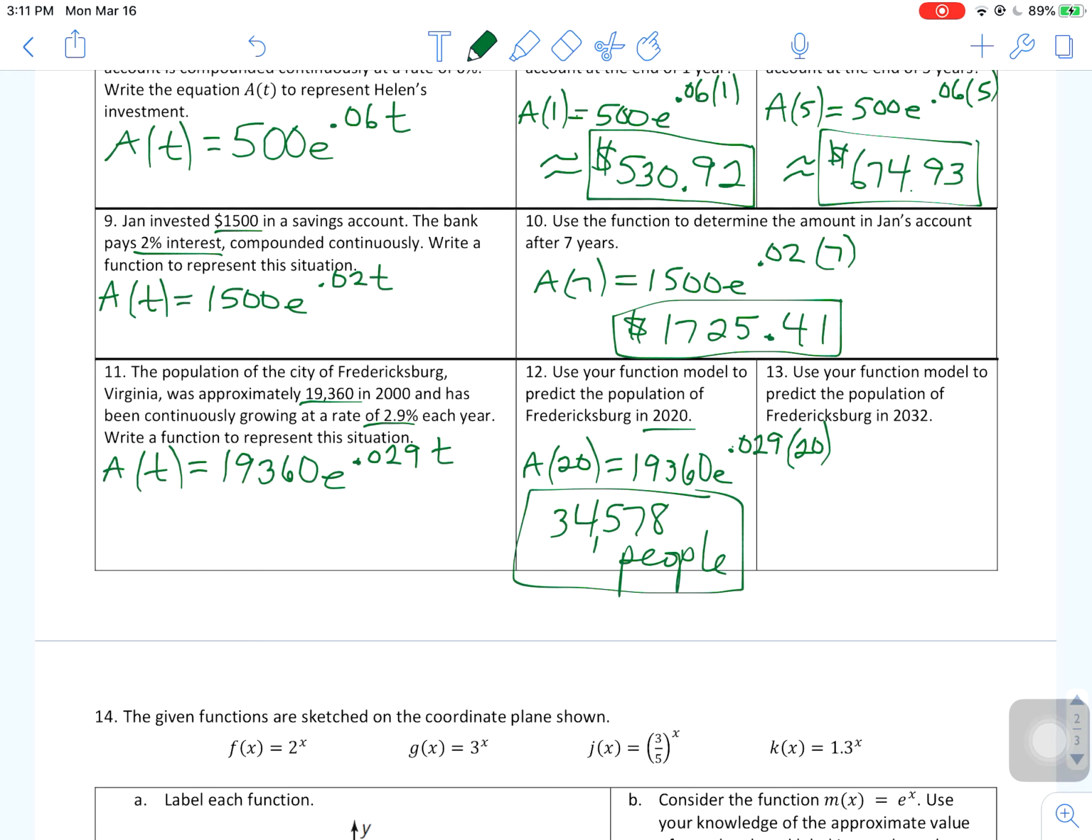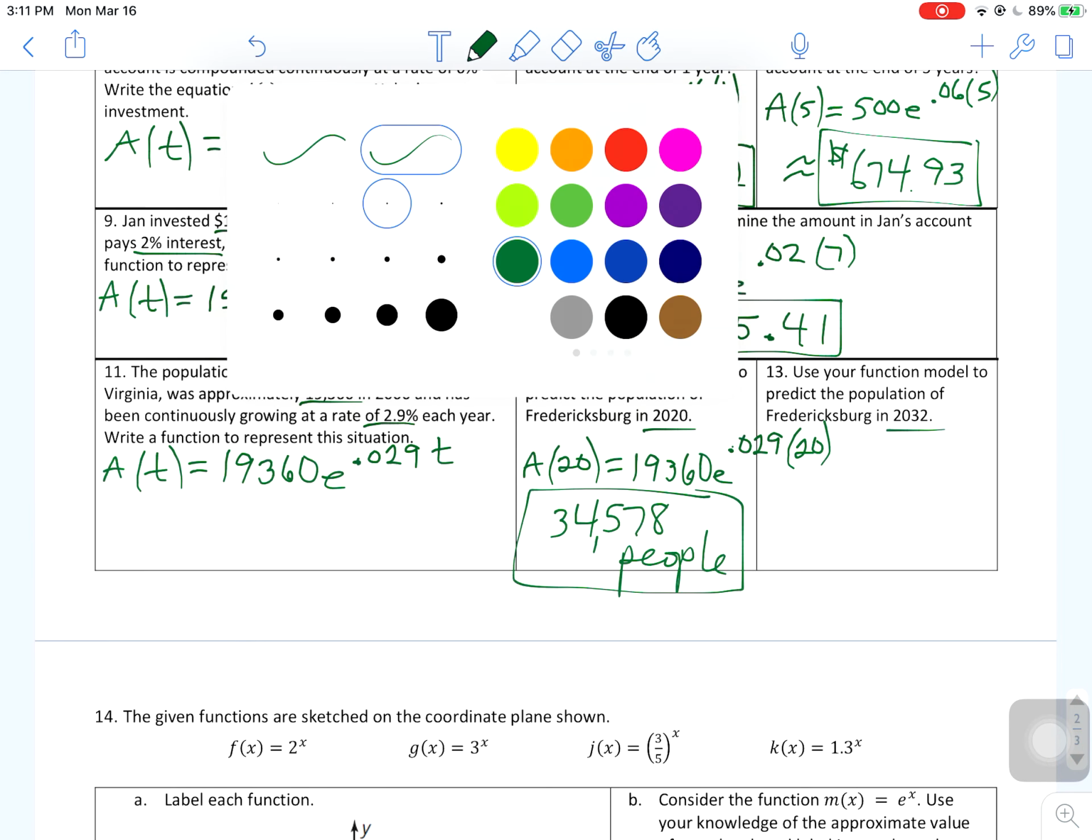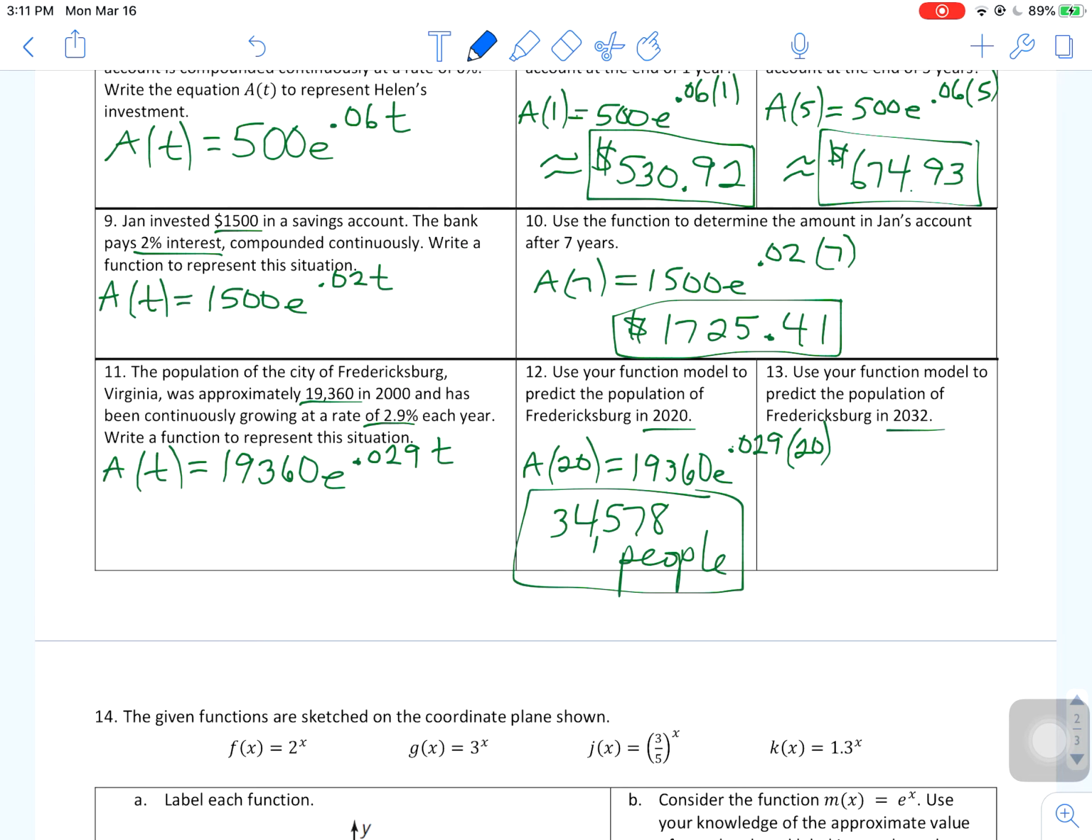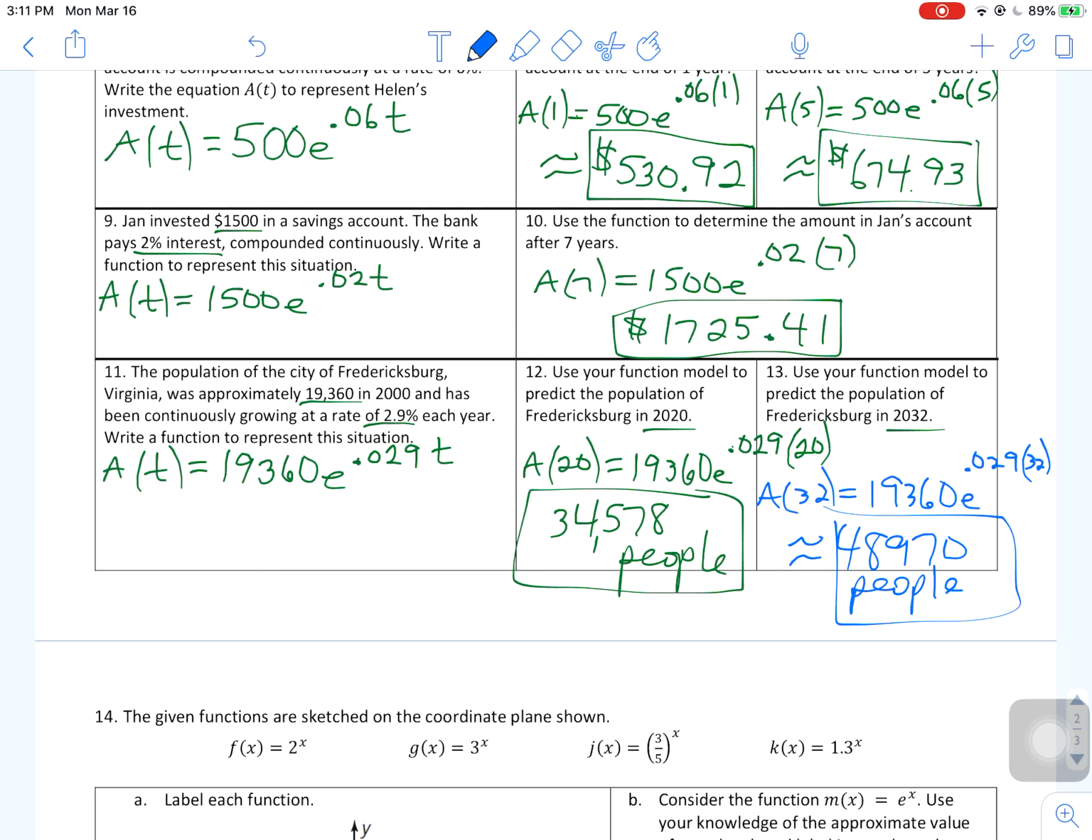With 13, the year is 2032, so it has been 32 years since 2000. So I'm going to let the t value be 32 in this problem. So just take 32 and then plug in for t. And then we type that in and we get about 4897. And again, I just rounded to the nearest whole number since we're talking about people, since it's population.